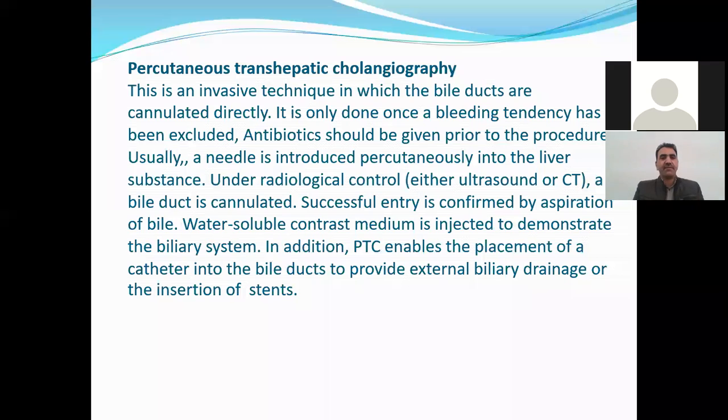Another investigation, percutaneous transhepatic cholangiography, especially when the obstruction is near the liver or there is proximal obstruction of the biliary tree. This is an invasive technique in which a bile duct is cannulated directly through the liver. It is only done once a bleeding tendency has been excluded.